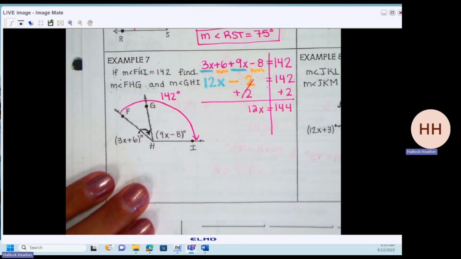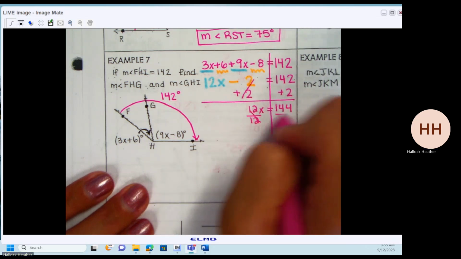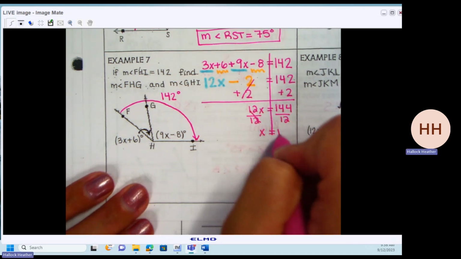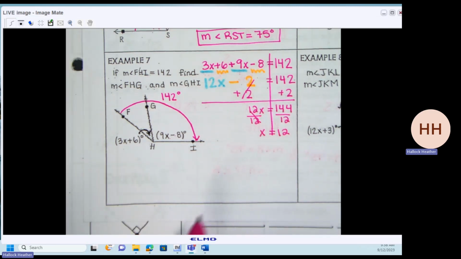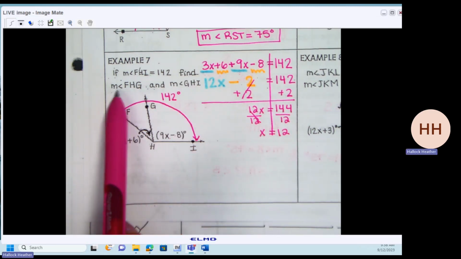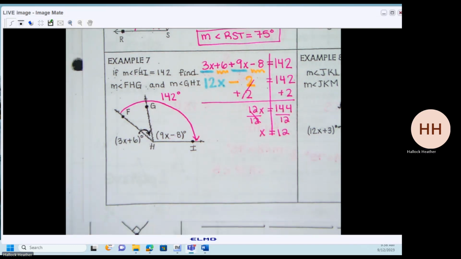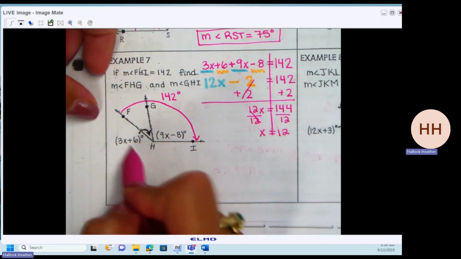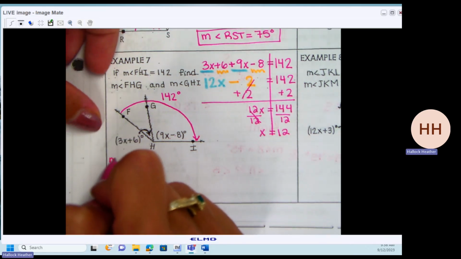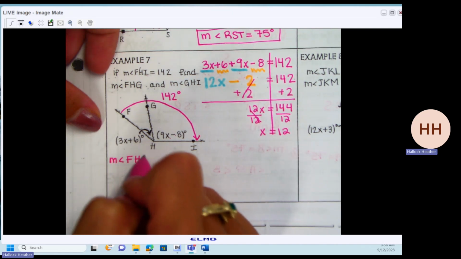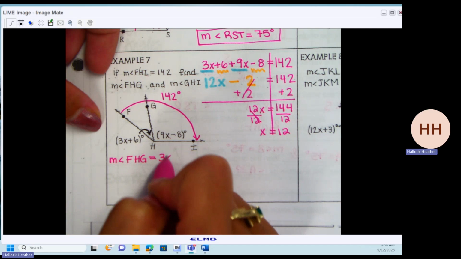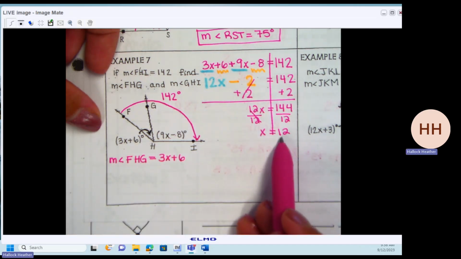And then to solve for x, what's the last step? Divide by 12. So I get x equals 12, but I ain't done. Not done yet. Because it doesn't say find x, it says find the measure of angle FHG. FHG is not 12, x is 12. FHG is 3x plus 6. So what do I actually have to do with x? Substitute it in. So I'm going to take my angle measure, the measure of angle FHG is equal to 3x plus 6, and I'm substituting my x into this.